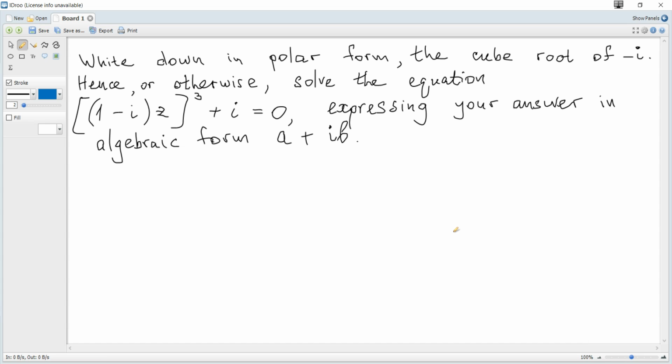Write down in polar form the cube root of negative i. Hence, or otherwise, solve the next equation. So let's consider w cubed is negative i. Then w is the cube root of negative i, so we need to find the values of w. And how to do that?